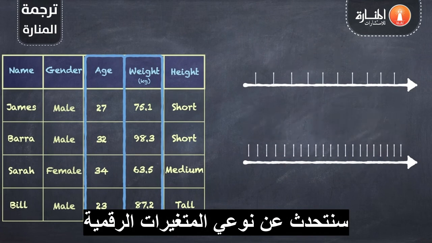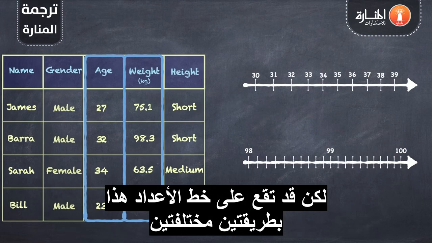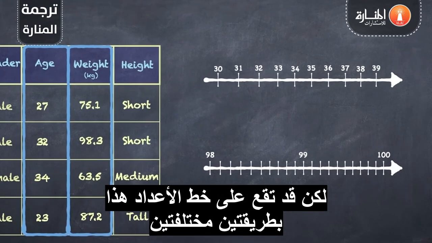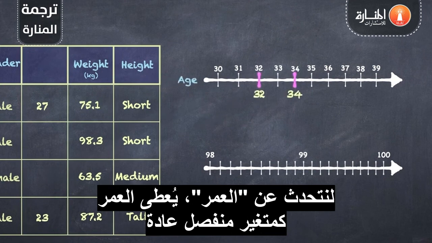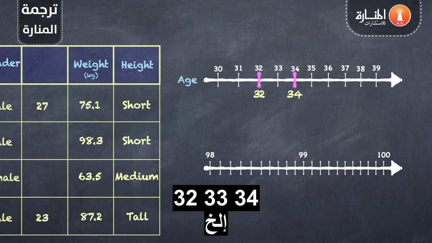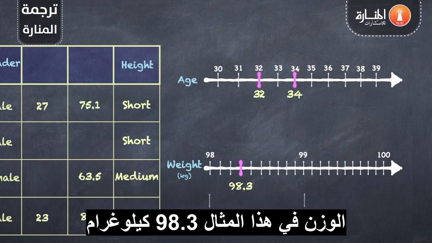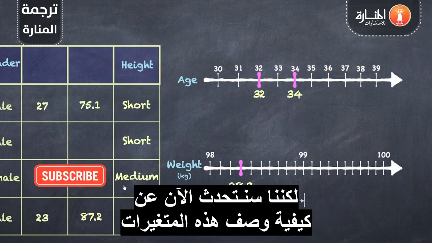Now let's talk about the 2 types of numeric variables. These are numbers. They fall by definition on a number line, but they can fall on that number line in 2 different ways. They can be discrete or continuous. Let's talk about age. Age is typically given as a discrete variable. In other words, each observation falls definitively on a value on the integer number line: 32, 33, 34, etc. Weight, by contrast, falls on any number, including fractions between 2 integers. So in this example, Barra is 98.3 kilograms. But now we want to talk about how we're going to describe all of these variables.